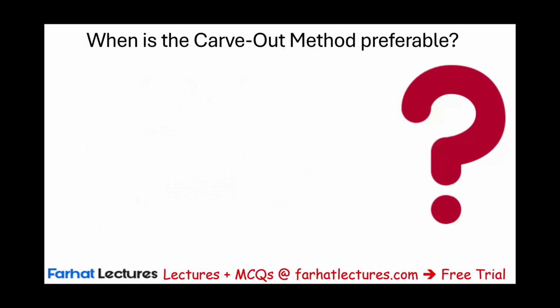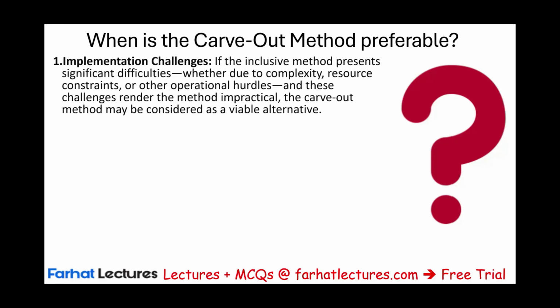So when is the carve-out method preferable? Now we looked at when the inclusive one is preferable. How about the carve-out method? Well, when there are implementation challenges, we simply cannot collect enough information about their controls. In other words, we cannot have the inclusive method. If the inclusive method presents significant difficulties, whether due to complexity, resource constraints, or other operational hurdles, and these challenges render the method impractical, then the carve-out method may be considered a viable alternative, because we cannot have the inclusive method.